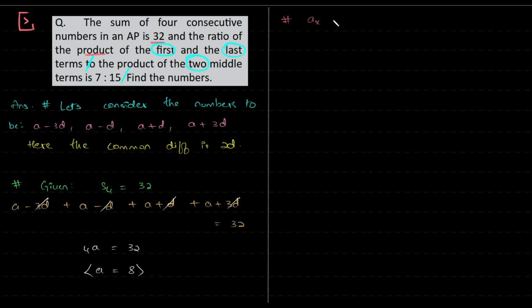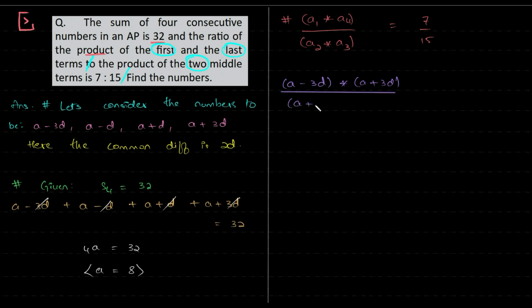The second thing that is given is the ratio of the product of the first term and the last term to the product of the middle terms, which is equal to 7/15. So we have a minus 3d into a plus 3d, divided by a minus d into a plus d. How does this look? Both the numerator and denominator have a particular pattern. Can you see that? What is that pattern?